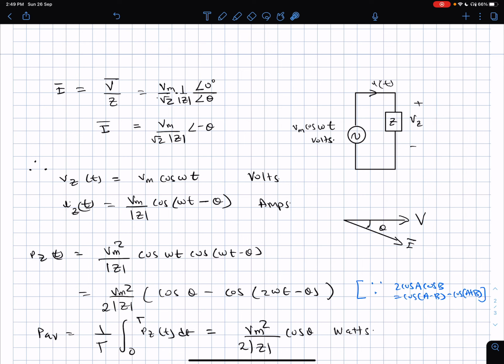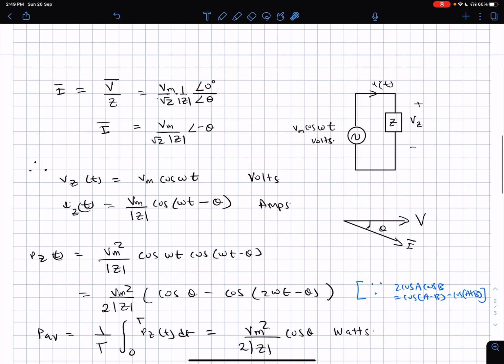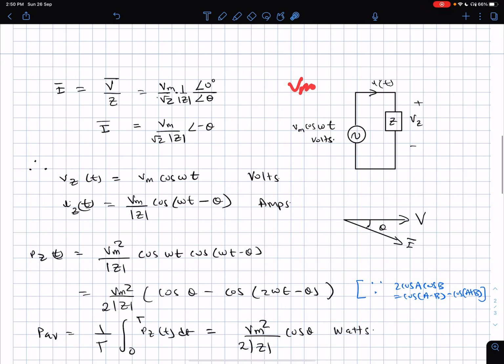Now this is my reference phasor. What is the reference phasor description? Vm by root 2 angle 0. That means cos omega t is taken as the reference signal, or rather Vm cos omega t, so that its RMS value is Vm by root 2 and its angle is 0.